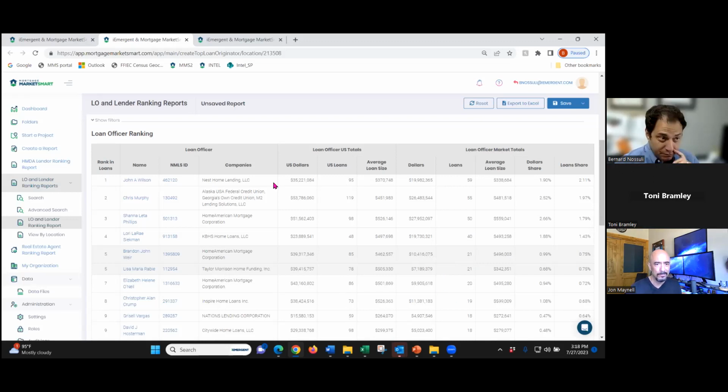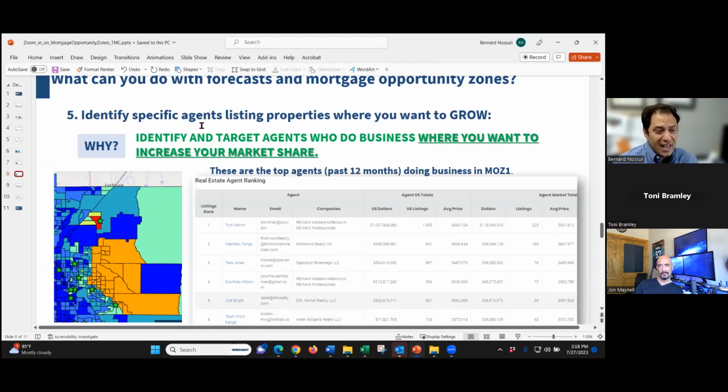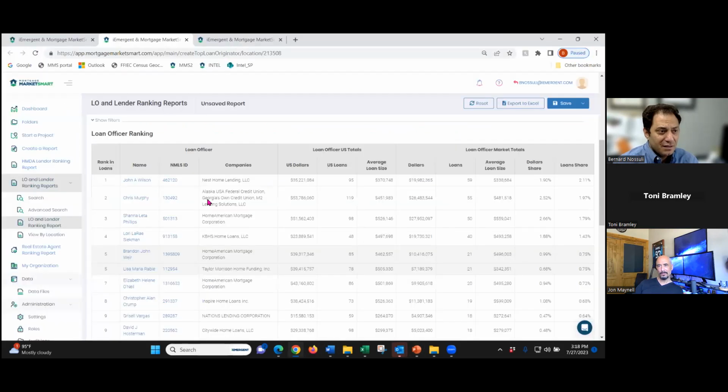Okay. So let's go back to our PowerPoint for a second. It's the same concept, right? We just looked at recruiting specific loan officers, but now we're going to look at working with specific agents in that mortgage opportunity zone. And John is going to take us through that as well.